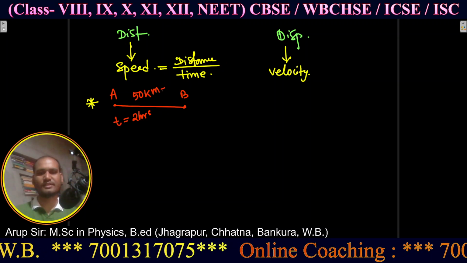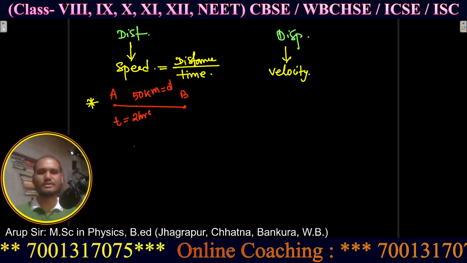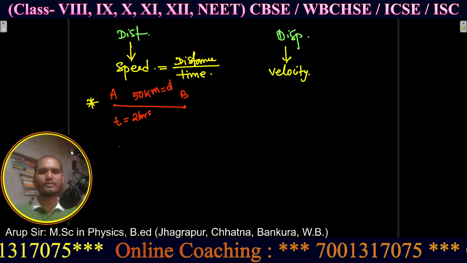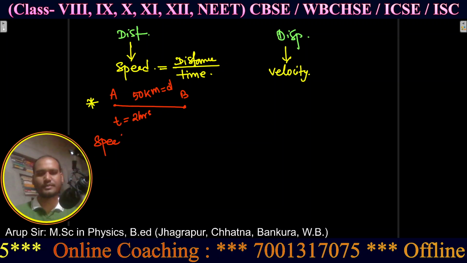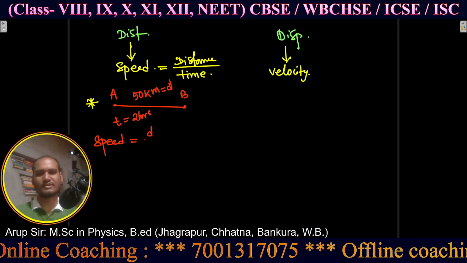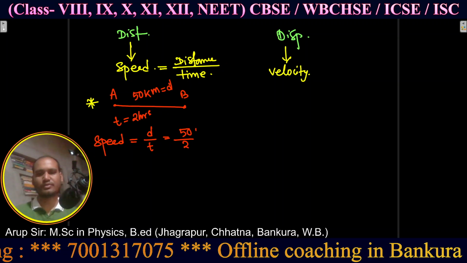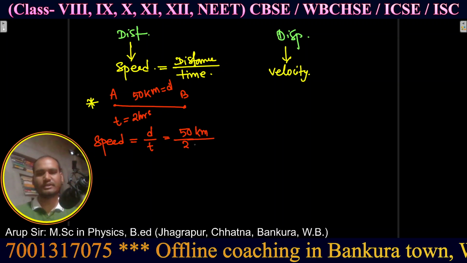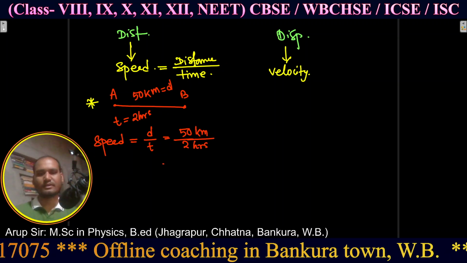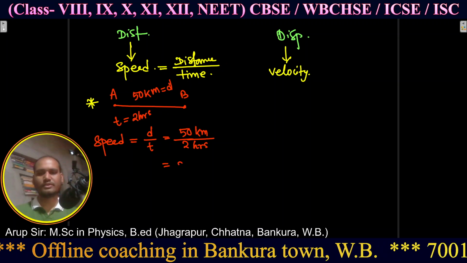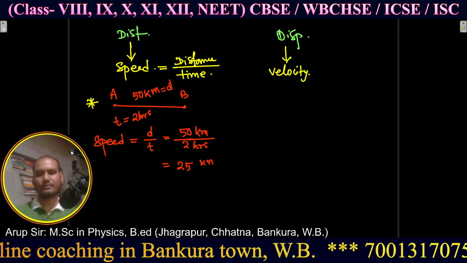And distance is how much? I have said already. Distance is how much? That is 50 km. So what will be its speed? Speed will be equal to distance by time. Distance is 50 km and time is 2 hours. So always try to write down the unit with it. Now 50 by 2 means 25 km by hour.